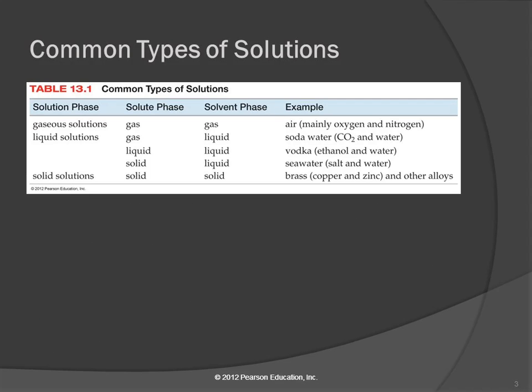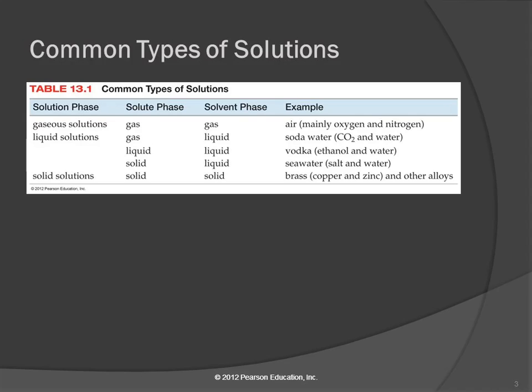So here are some examples. Air is an example of a solution of gases. It's mostly oxygen and nitrogen with other gases, and they're all mixed together. Soda water is a mixture of a gas in a liquid. It's got carbon dioxide dissolved in water. Alcoholic beverages are solutions of ethanol in water, in varying concentrations. Seawater is a solid dissolved in a liquid.